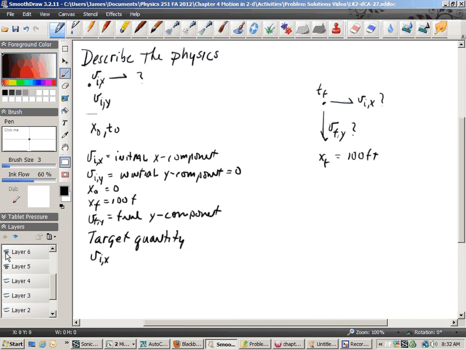What is our target quantity? Well, it's vix. We want to know what initial velocity it's exiting the bow, or what the initial velocity of the object is.